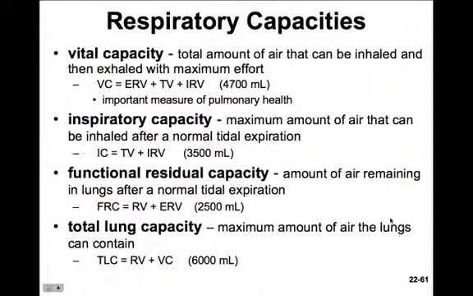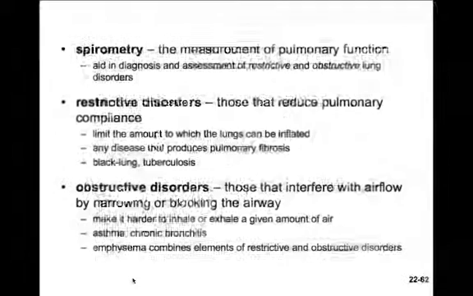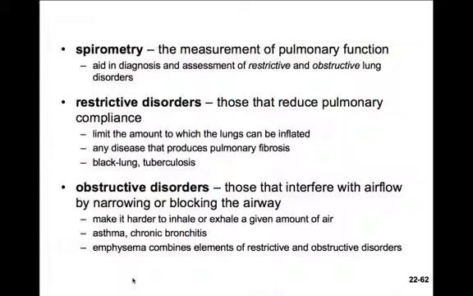So here are some of the equations that we might run into. This just summarizes all that I've told you in the previous slide. Now, we may run into some respiratory disorders. They fall into two basic classes, restrictive disorders and obstructive disorders. Restrictive disorders are those that reduce the pulmonary compliance. They limit the amount to which the lungs can be inflated. Any disease that produces pulmonary fibrosis is a restrictive disorder. Black lung and tuberculosis are examples.